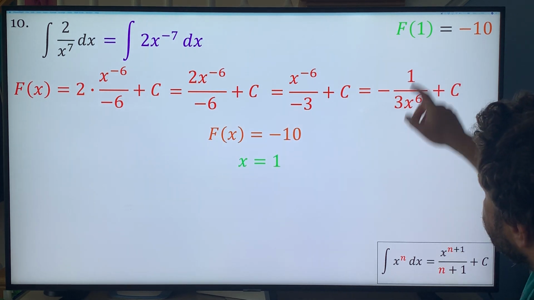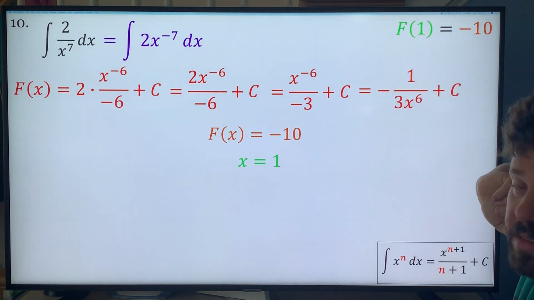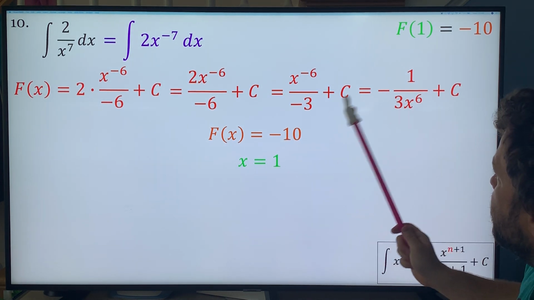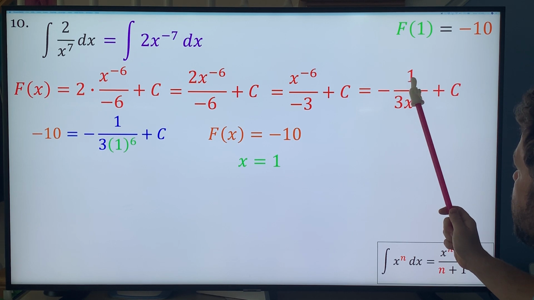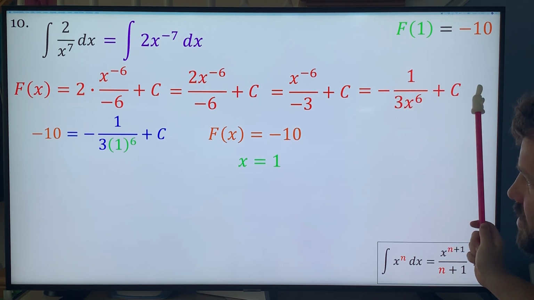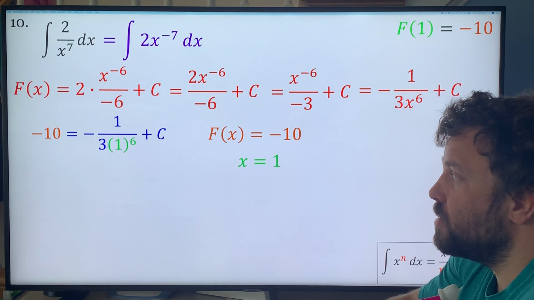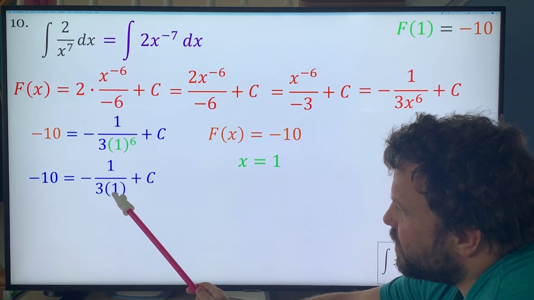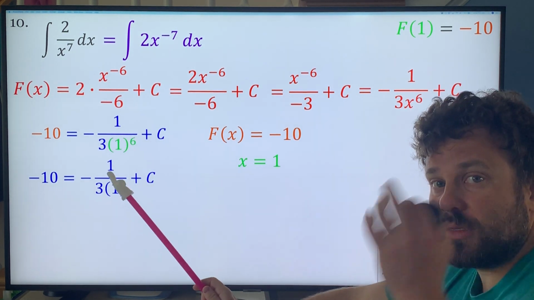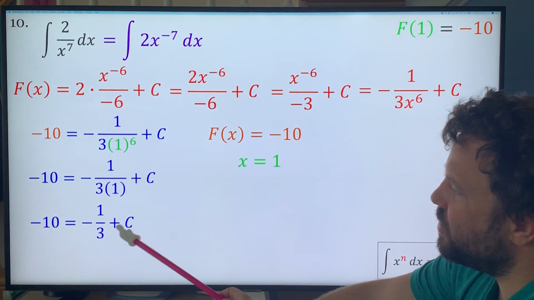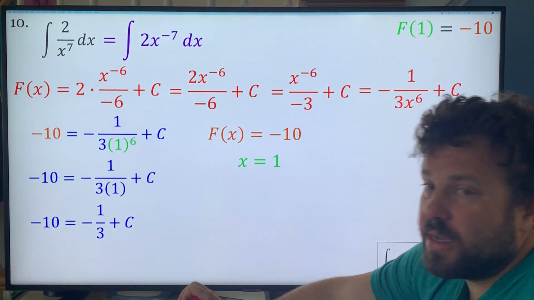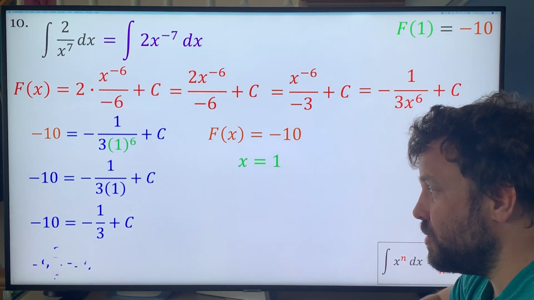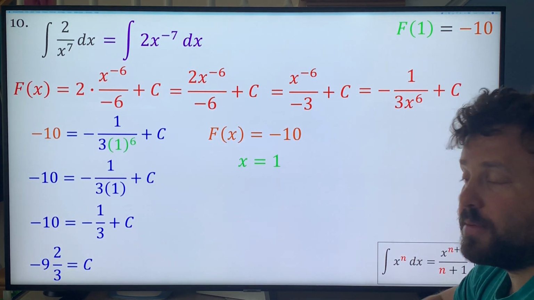All right? Now, f of x is negative 10. X is 1. So f of x equals this. So negative 10 equals negative 1 over 3 times 1 to the 6 plus c. 1 to any power is what? 1. So negative 10 equals negative 1 over 3 times 1 plus c. 3 times 1 is 3. Negative 10 equals negative 1/3 plus c. You add 1/3 to both sides. Negative 10 plus 1/3 is not negative 10 1/3. It's negative 9 2/3. Okay, because you're doing opposite signs.